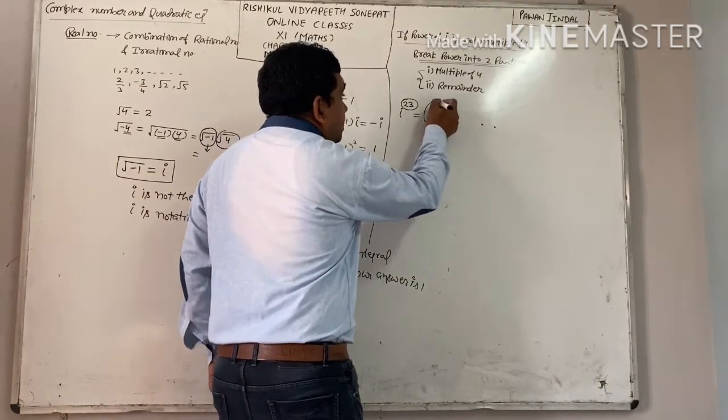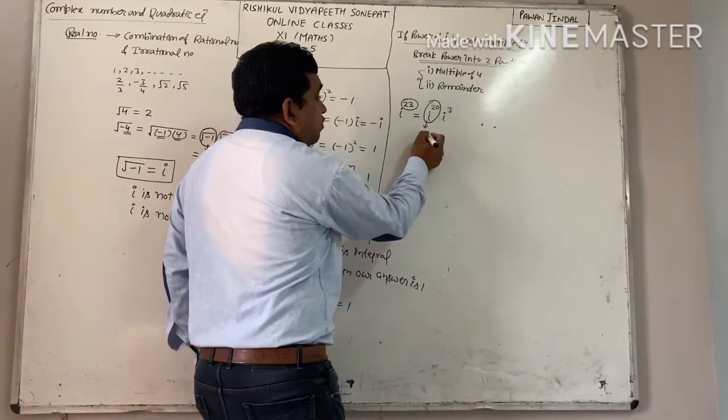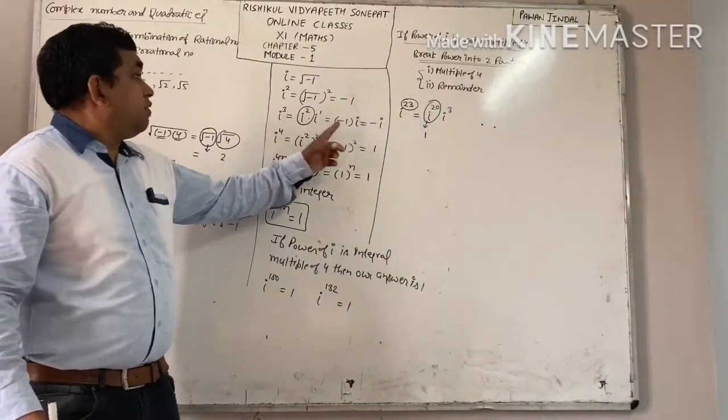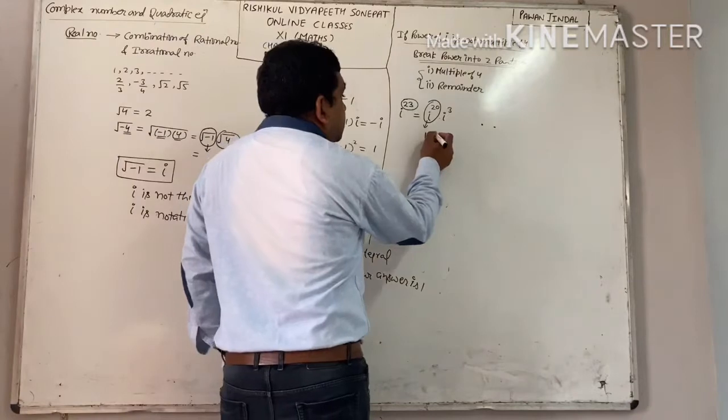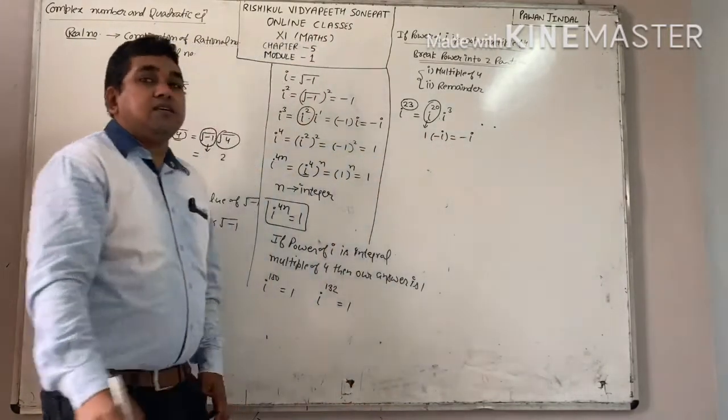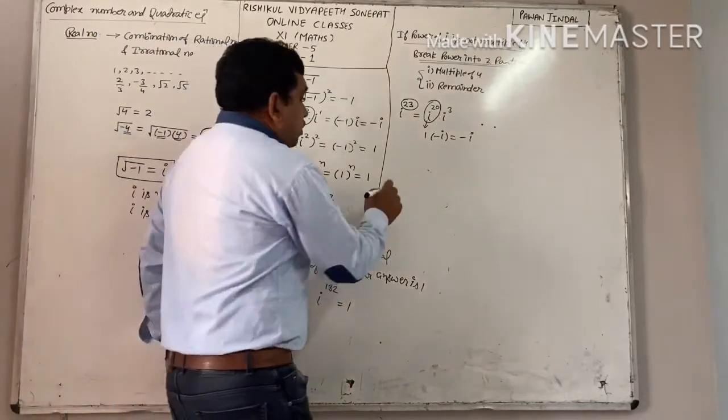Iota raised to power 20. You can see this power is a multiple of 4, that's why the answer is 1. And the value of iota cube, we know very well, is minus iota. Write it directly. Therefore your answer is minus iota. Now see, one more problem.